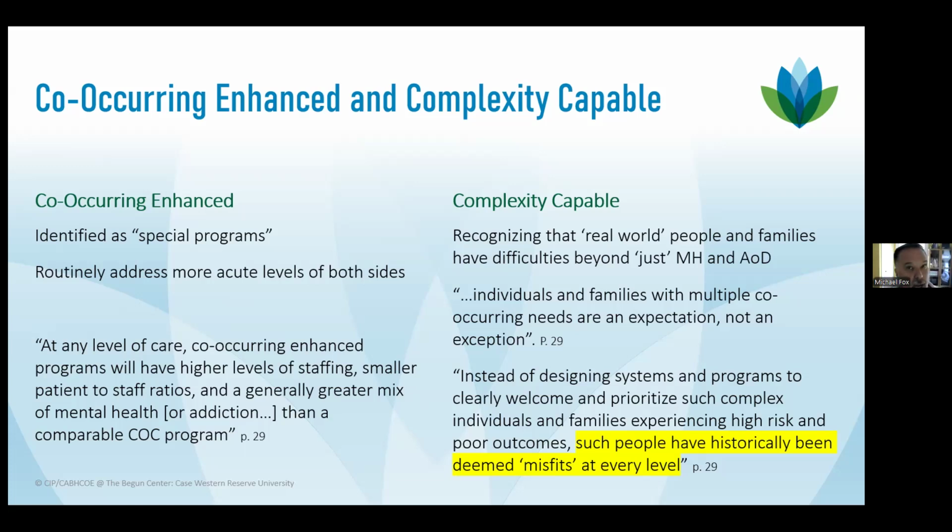Then at the very highest level, they also recognize that there are programs that achieve complexity capability. And these are programs, and the way they defined it in ASAM was, this is recognizing that in the real world, people are not as simple as, and that's an intentionally ironic statement, they're not as simple as we can just boil them down to mental health needs and substance use needs. What else is going on at that time?